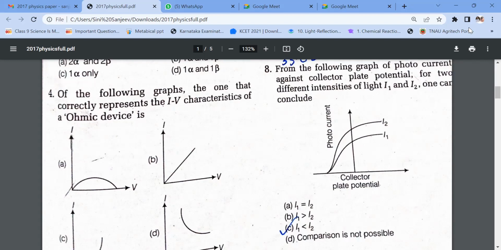So first is showing collector plate potential. I'll tell you the key idea. The value of the photocurrent here depends on the intensity of the light.